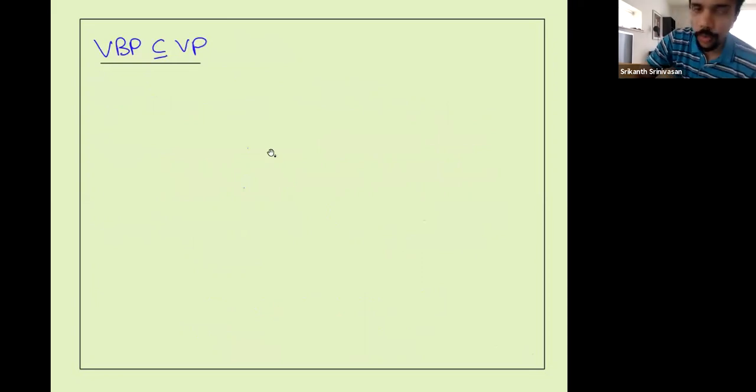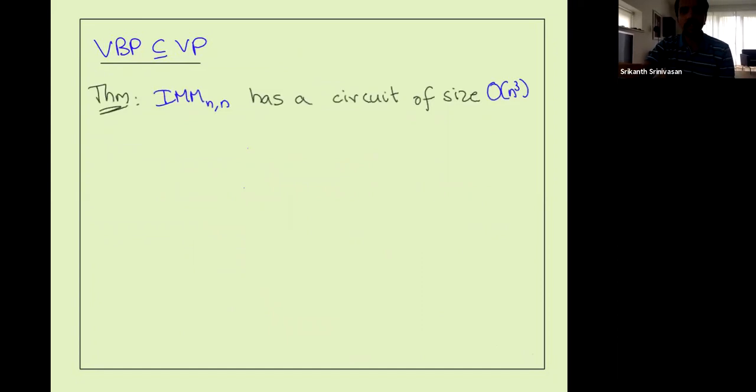Let me tell you a little bit about why VBP is contained in VP, and this is a fairly intuitive reason, right? So let's start with how we define VBP. VBP was defined to be the set of all polynomials that have small algebraic branching programs, or equivalently those that are nice projections of a small instance of iterated matrix multiplication. Okay, so it's natural that we first start with IMM and ask what kind of circuits it has, right?